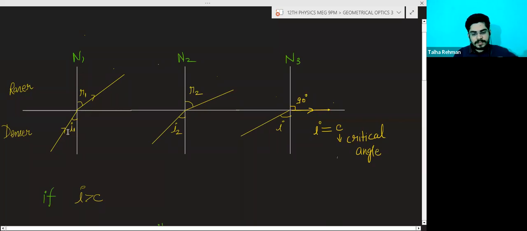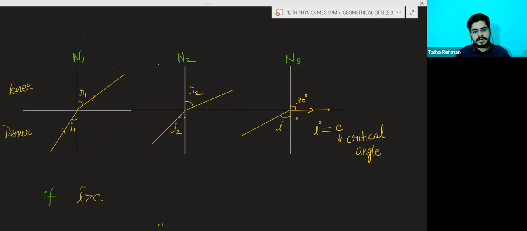What is happening? First, the angle of incidence is I1 and the angle of refraction is R1. Now you have increased the angle of incidence. Suppose this is 30 degree and this is 60 degree. And again you have increased it, suppose to 65 degree. For that particular angle, the light ray will move along the surface, which means the angle of refraction becomes 90 degree, and that angle is known as the critical angle. What is the critical angle? The angle of incidence for which the angle of refraction becomes 90 degree and the light ray moves along the surface. Here the medium is the same.